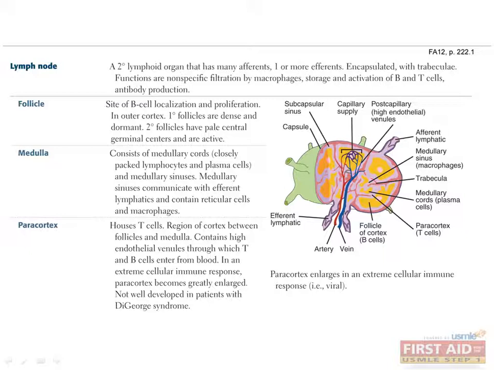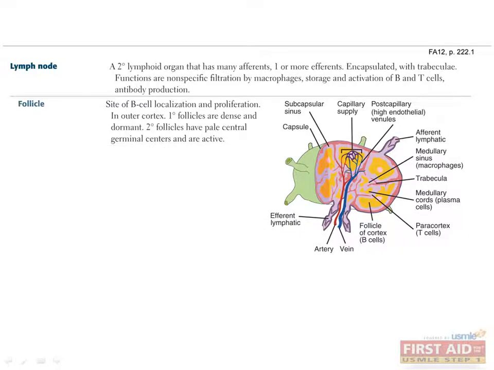As we discuss the immune system in more detail, you should begin to notice the role the lymph node plays in its maturation. The lymph node follicle is the site of B cell localization and proliferation. This region is located in the outer cortex. Follicles are either primary or secondary. The former are dense and dormant, while the latter have a pale central germinal center and are active.